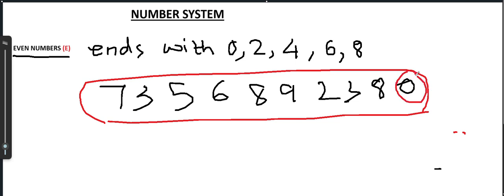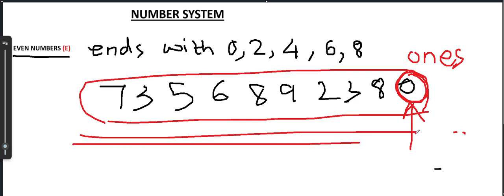You look at the ones place. So this is the ones place. You check the number which is at the ones place. If the number in the ones place is divisible by 2, then the whole number is divisible by 2.